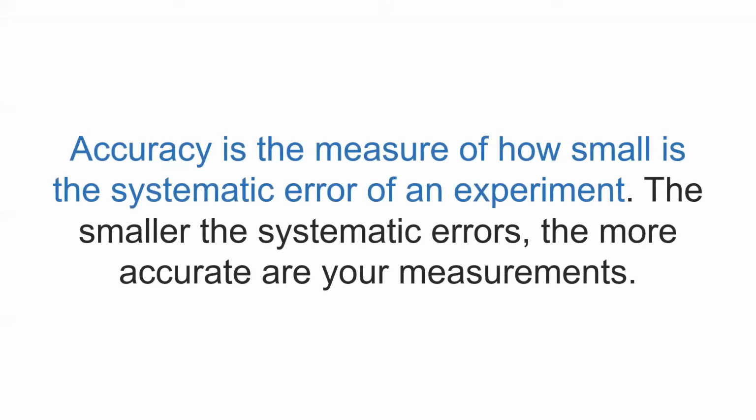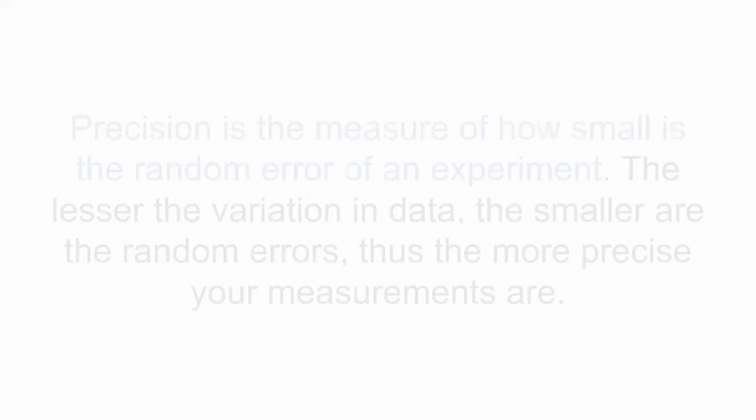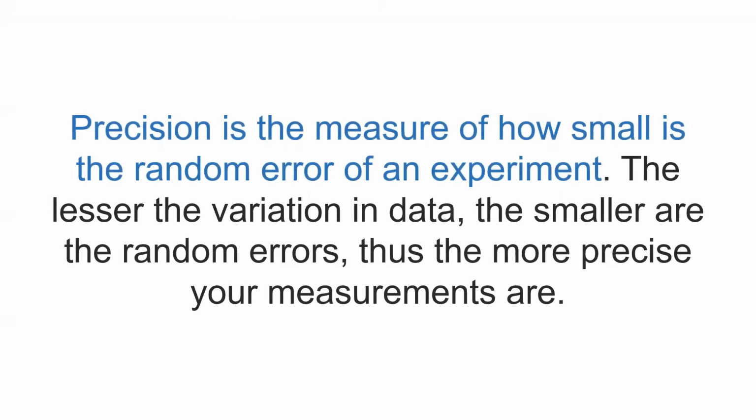So accuracy is the measure of how small is the systematic error of an experiment. So the smaller the systematic errors, the more accurate are your measurements. While precision is the measure of how small is the random error of an experiment. So the lesser the variation in data, the smaller are the random errors. Thus, the more precise are your measurements.